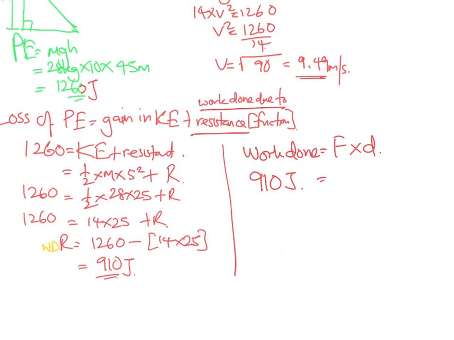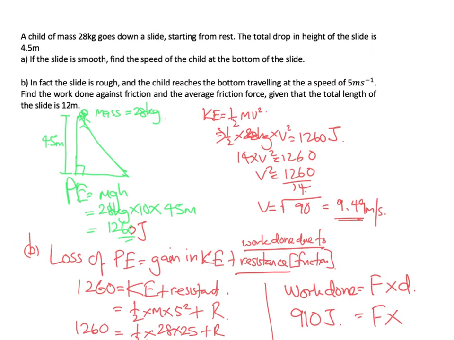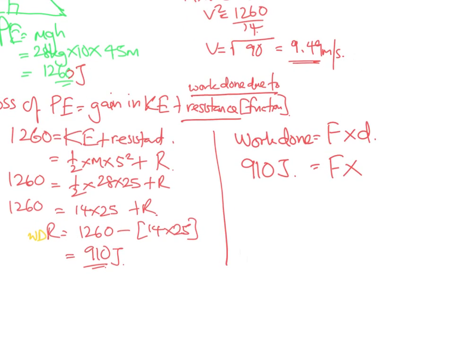From there, find out what the frictional force is that acted to give this 910. The frictional force I don't know, but I know the distance is given as 12 meters. So F equals 910 over 12, and the answer is 75.8 Newton.